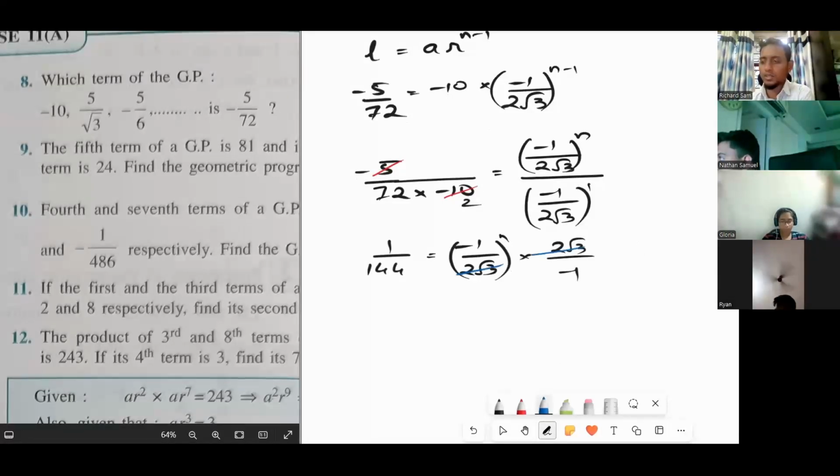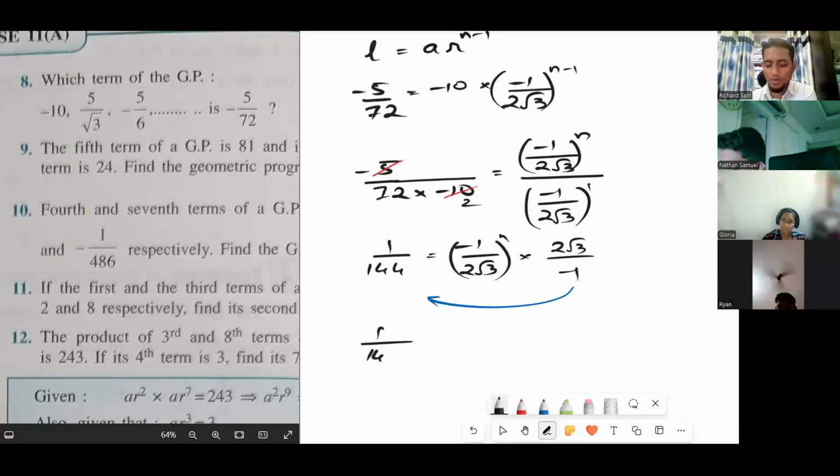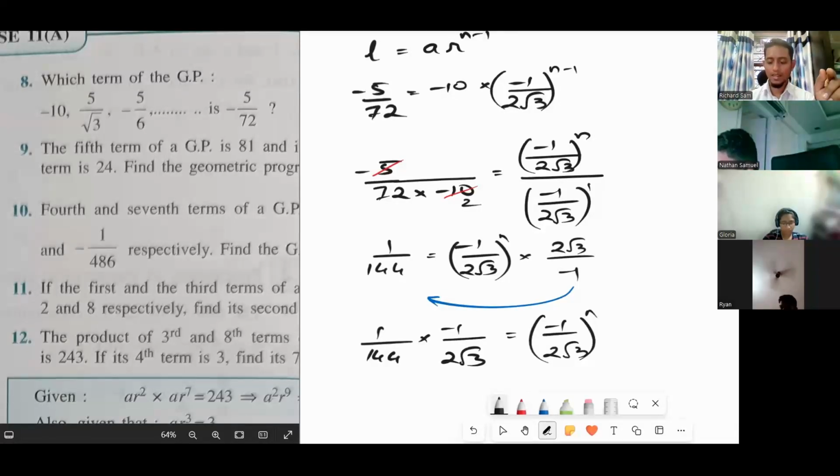Can we cut 2 root 3, 2 root 3? We can't cut because it's whole raised to n. Okay, so what should we do? Take this on the left side, so all numbers are together. So on the left side we have 1 upon 144 into minus 1 upon 2 root 3. The into will become division, which means this gets reciprocal here on the left side. And on the right side we have minus 1 upon 2 root 3 raised to n.